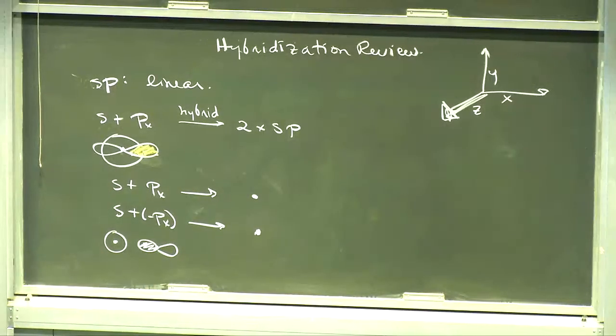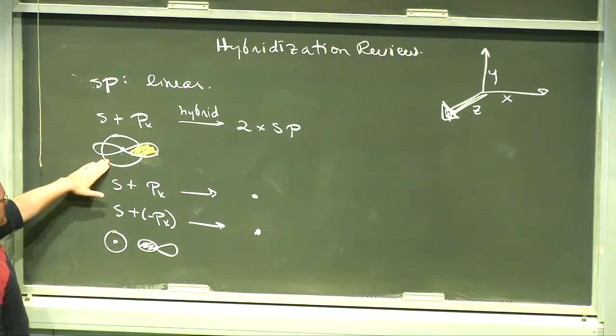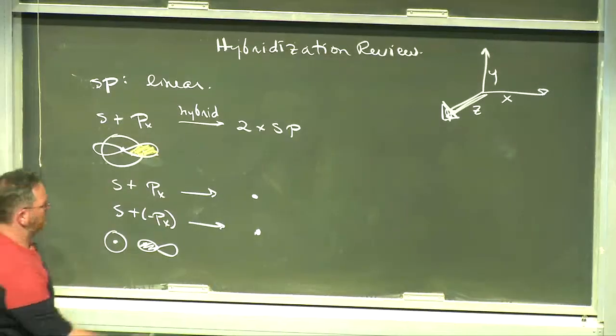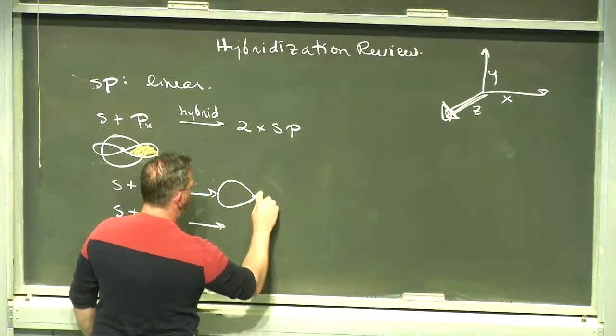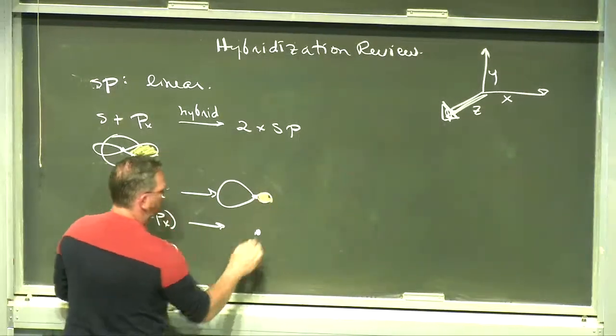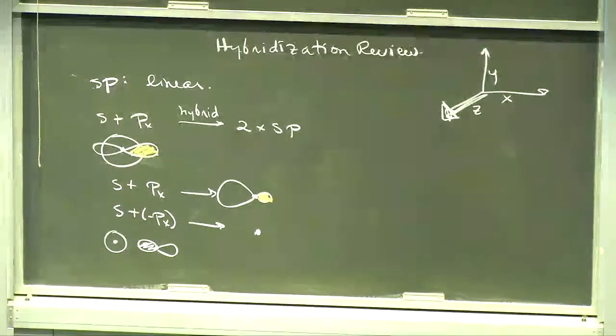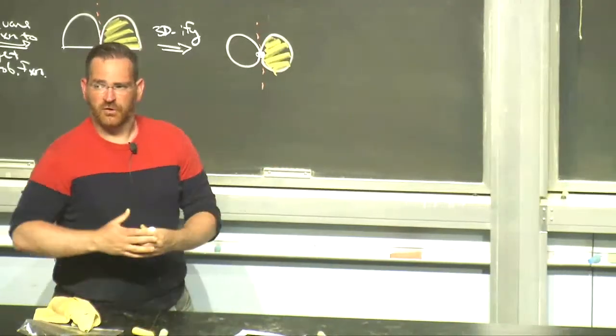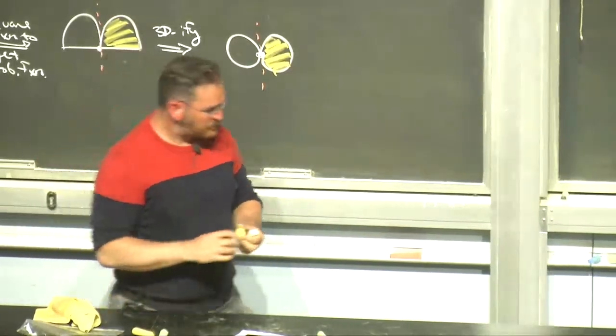So s plus px looks like this. I'm going to get big on the left, tiny on the right. Every time you're going through 0, we can't actually have anything there. That's a non-starter. If there is a node in any of those orbitals, that node carries through to the hybrid orbital.